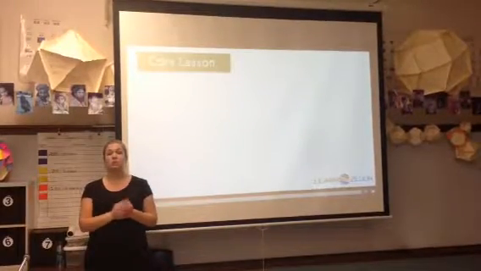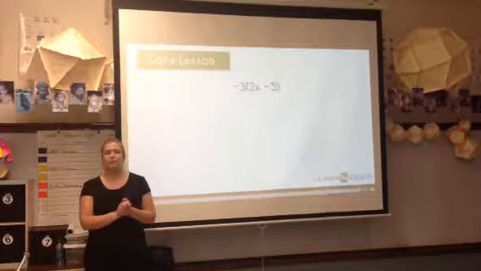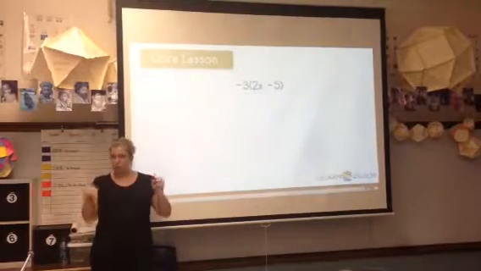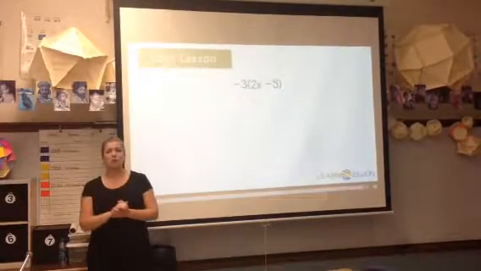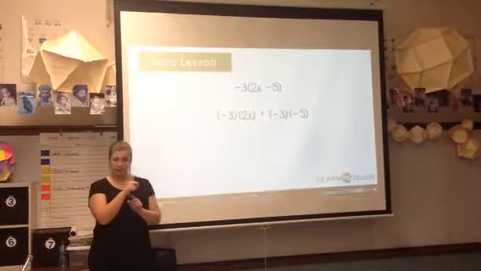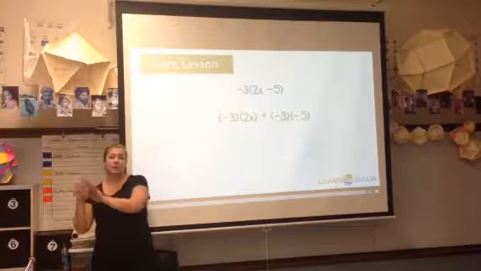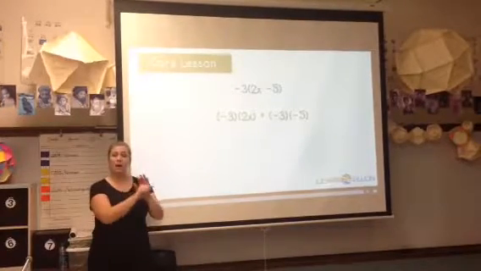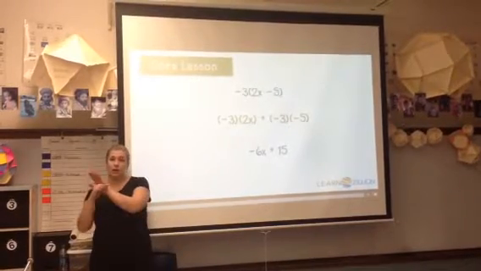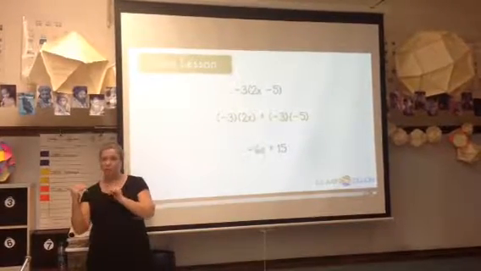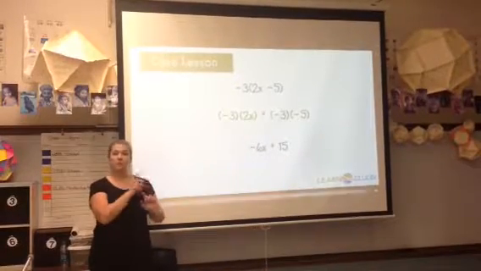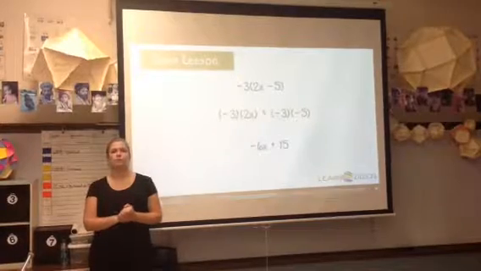Let's take a look at another example. Let's say that we want to distribute negative 3 through the quantity 2x minus 5. We know that this means that we are multiplying negative 3 times 2x and negative 3 times negative 5. Negative 3 times 2x gives us negative 6x, and negative 3 times negative 5 gives us positive 15. So we end up with the expression negative 6x plus 15.